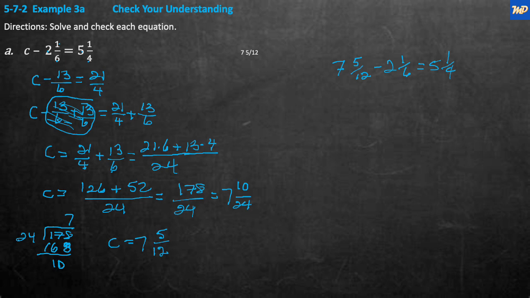So 12 times 7 is 84. Plus 5 is 89, right? Over 12. Minus 2 times 6 is 12, plus 1 is 13 sixths equals 5 times 4 is 20, plus 1 is 21 fourths. So now what we need to do is find out if the combination here, 89 twelfths minus 13 sixths, is that equal to 21 fourths?